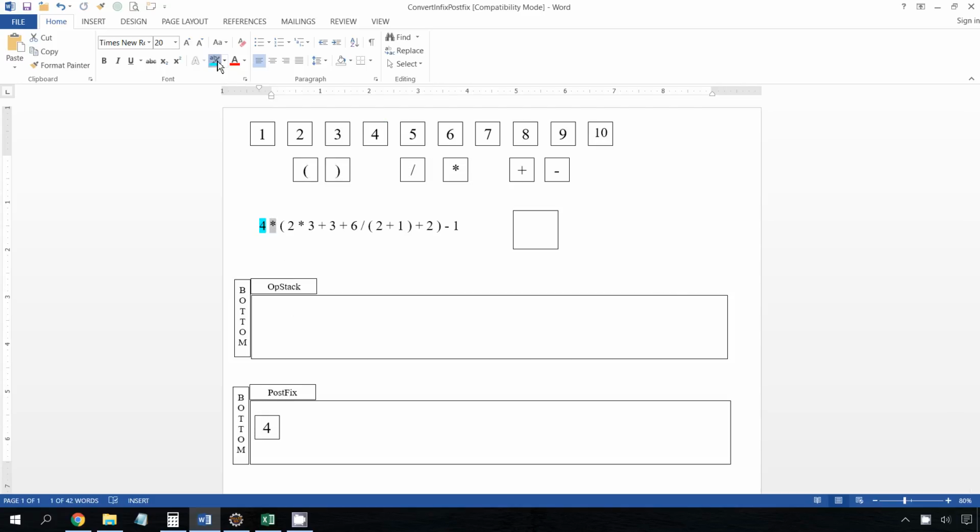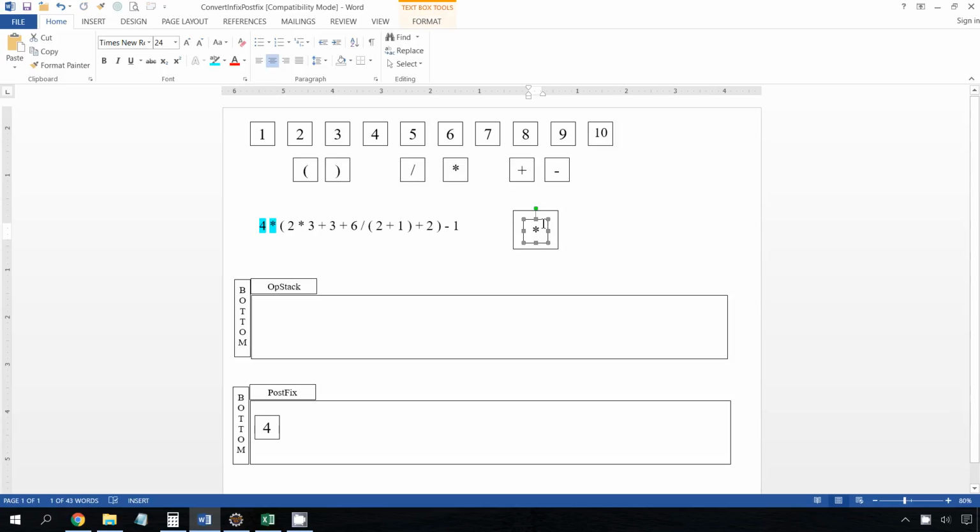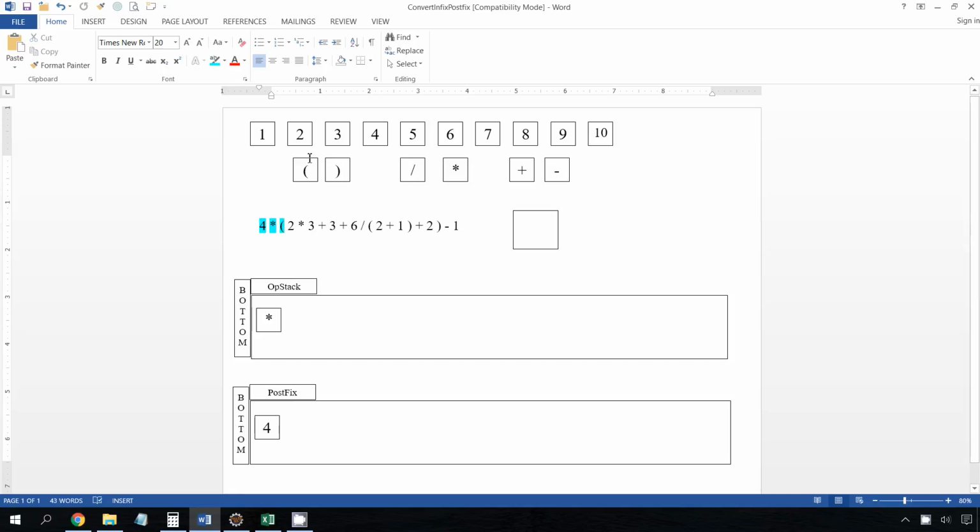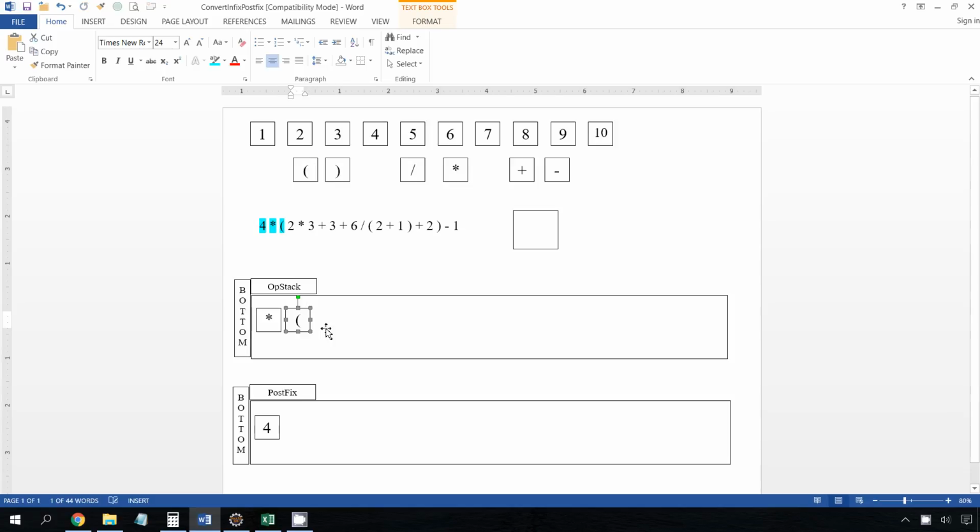Next up is an operator, the multiplication. So for operators, we do need to compare it to what's currently on the op stack, but for our case right now, the op stack is empty, so when that's the case, we just push that operator onto the op stack. Next up is a left parenthesis. For left parentheses, the rule is you just push it onto the op stack. So again, in this algorithm, parentheses are treated differently from our traditional mathematical operators.